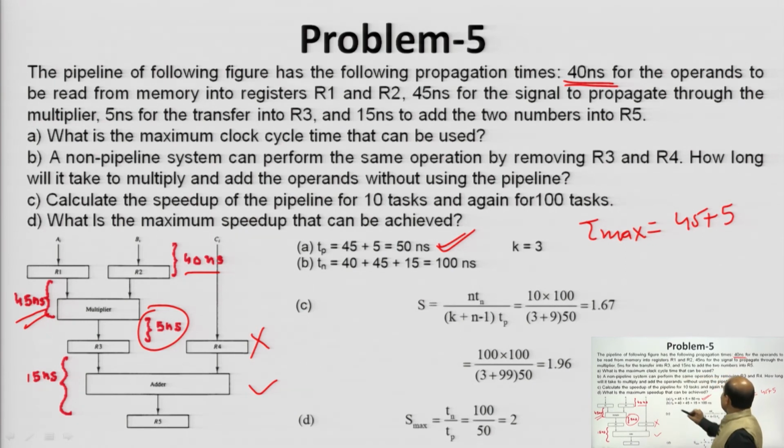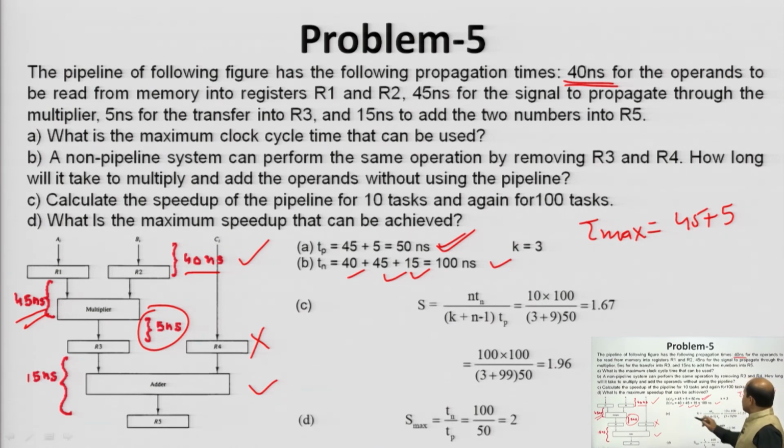So, in this case, the total time taken by the system will be 40, that is the memory fetch, plus 45, that is taken by the multiplier, and finally the adder operation, that is 15 nanoseconds. So, it comes as 100 nanoseconds. Now, in part C, calculate the speed up of the pipeline for 10 tasks and again for 100 tasks.